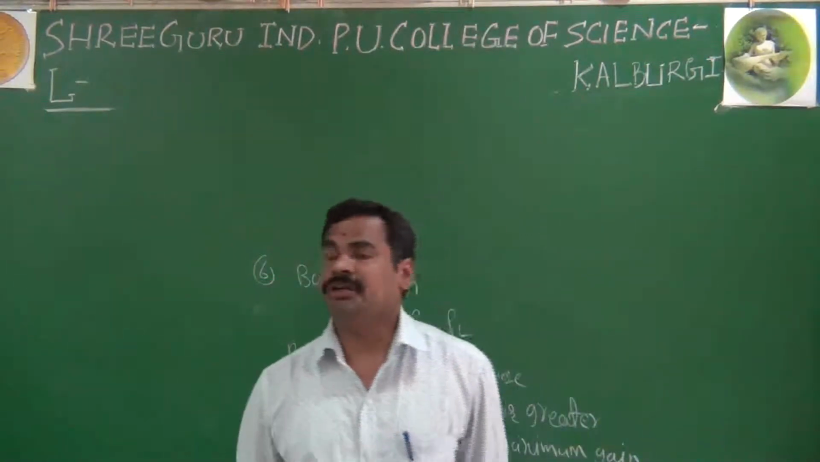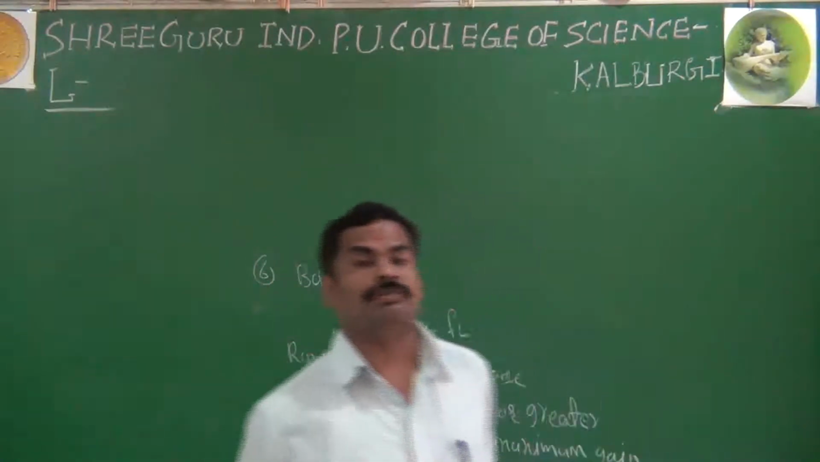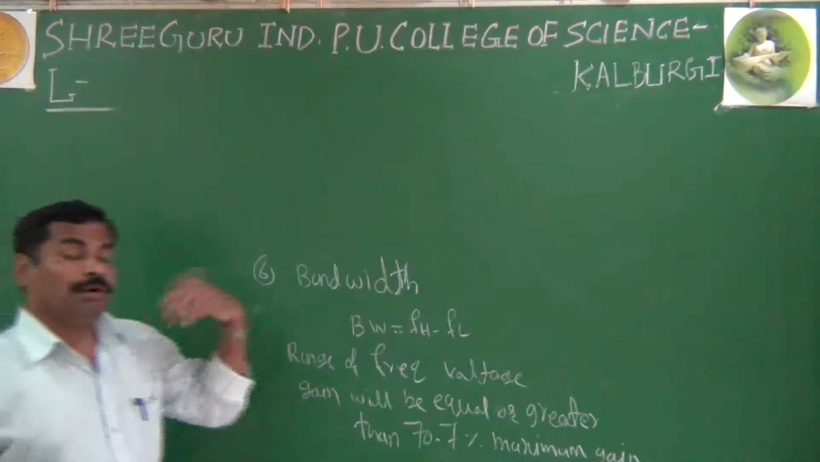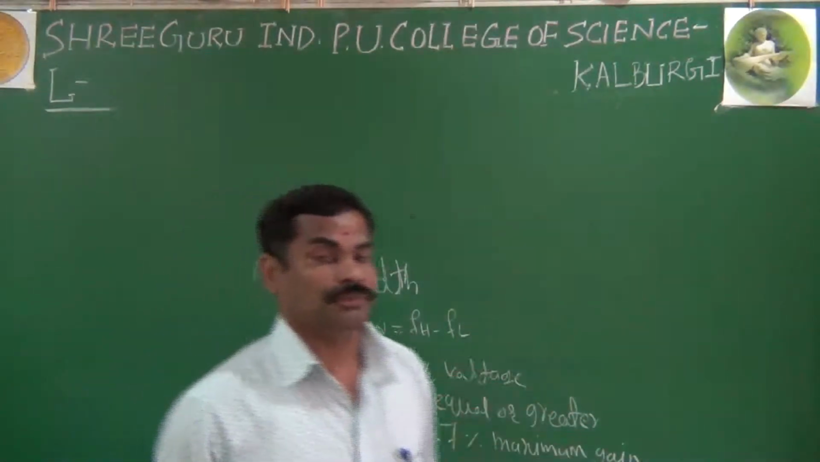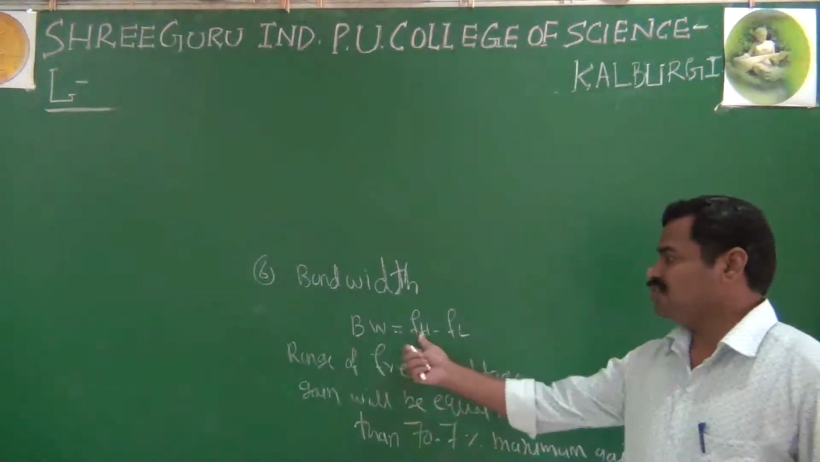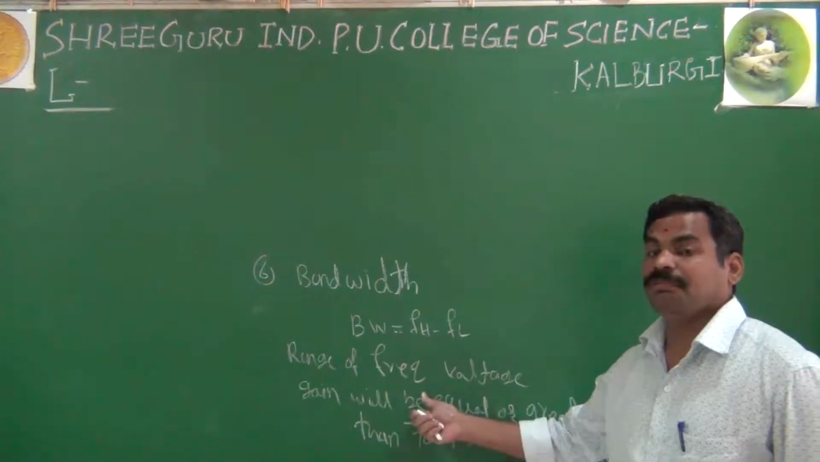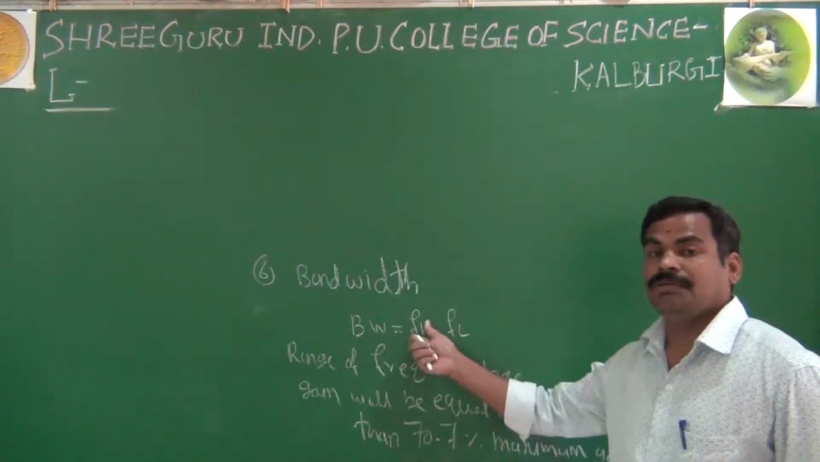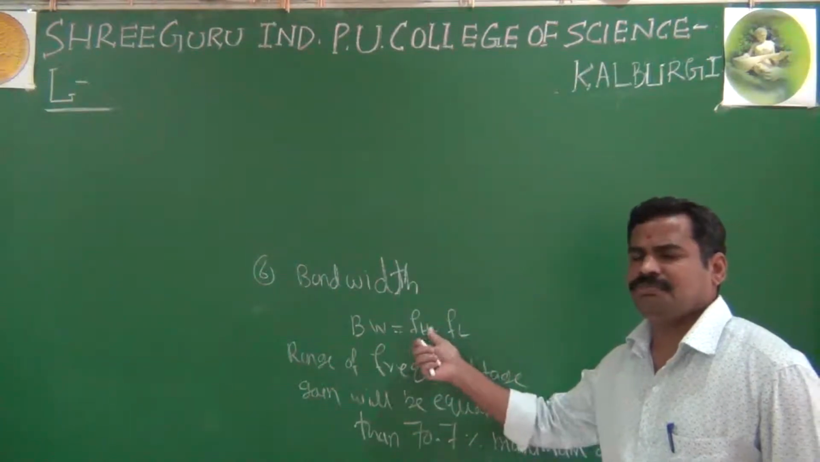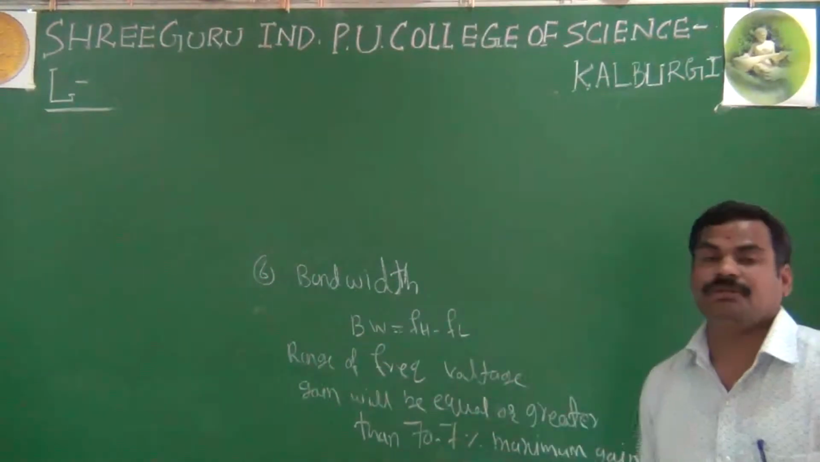Why do we call it half power frequency? Because at FH and FL, the power will be half of the maximum power. It is called half power frequency because the power will be half of the maximum value. This is about the importance of your bandwidth.